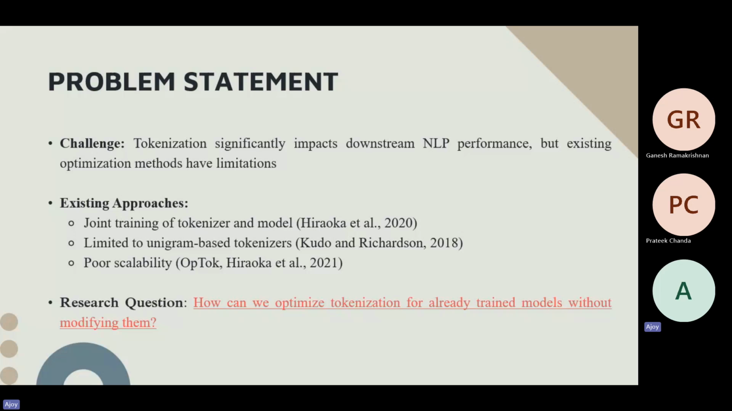There are some previous approaches. One is joint training, where we train the tokenizer and the model together. Then there are unigram-based tokenizers, which are really computationally expensive. And then there is one more, OpTok. OpTok was one of the first approaches which optimize the tokenization as post-processing, which this paper also does.